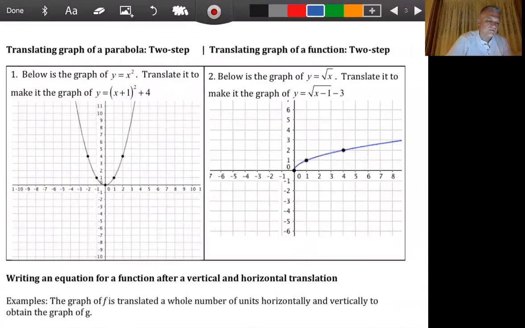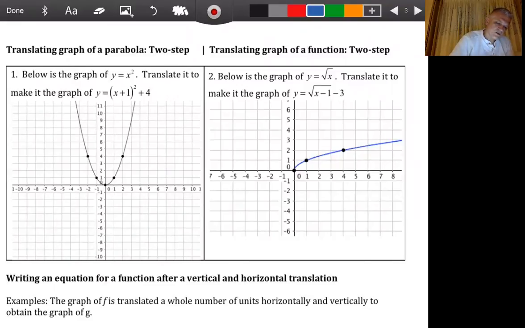Next page. So we just did 1-step translating, either left or right or up or down. Now we're going to do 2-step translating. Okay, we'll do a little 2-step for those of you that are into dancing. So we may go left and up. We may go right and down. We may do a combination of left up, right down. We could do 2 steps. Doesn't really matter.